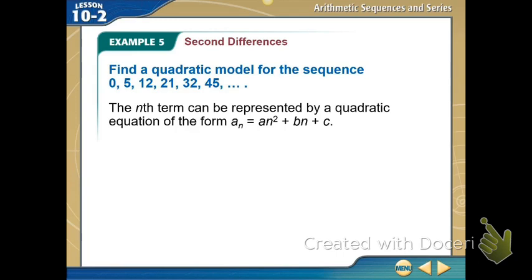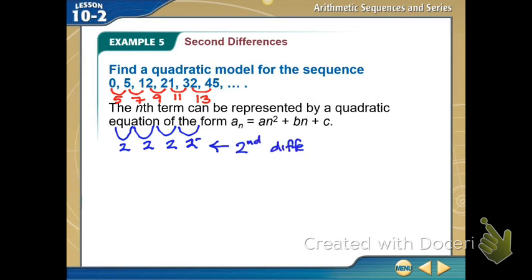First, I'm going to look for first differences. That's how far apart all the terms are. And we've done this before, right? So the differences are 5, 7, 9, 11, and 13. But then we're going to look at something called second differences. Second differences are when you look at how far apart the first differences are. 5 to 7 is 2, 7 to 9 is 2, 9 to 11 is 2, 11 to 13 is 2. Once you notice that all the second differences are the same, that's how you know that a model is quadratic.